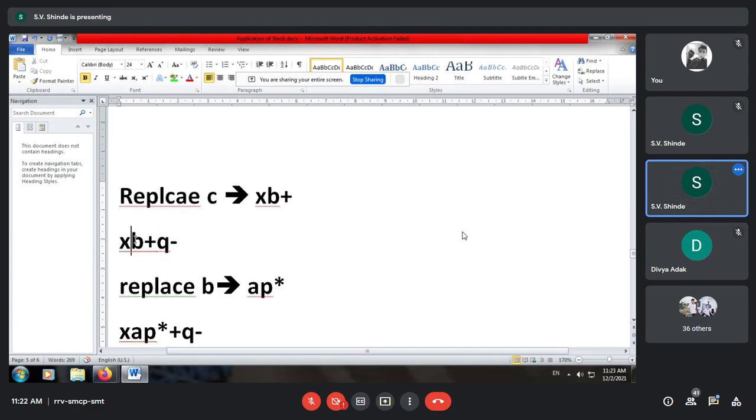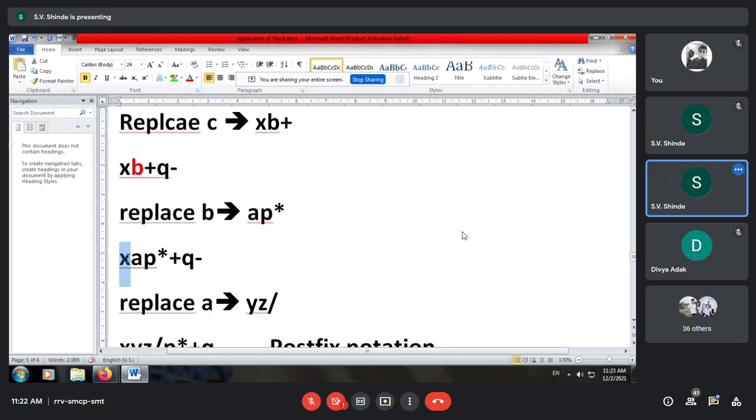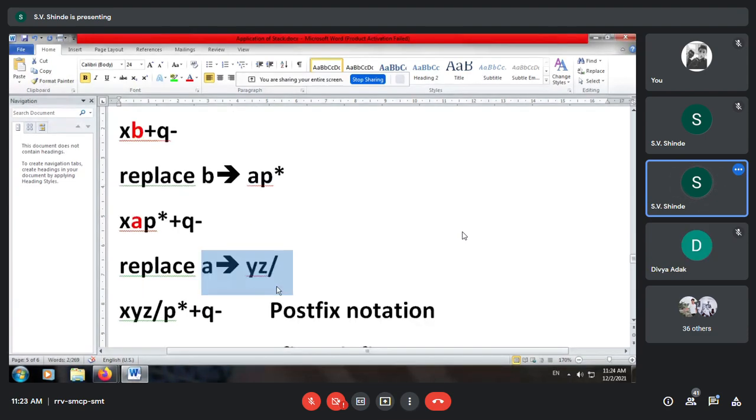Then we find that B is another label, so we will replace the value of B. What is the value of B? It is AP star. So we replace it with x AP star. Now again we have one more label that was created, that is A. A is nothing but YZ and the division symbol. So we replace A with YZ and division, and finally we get the postfix notation.